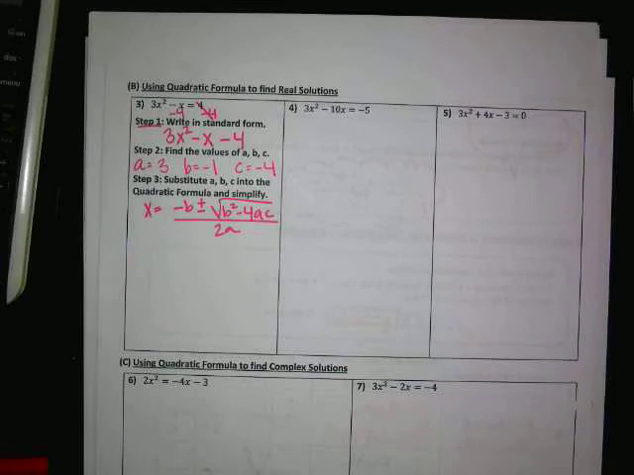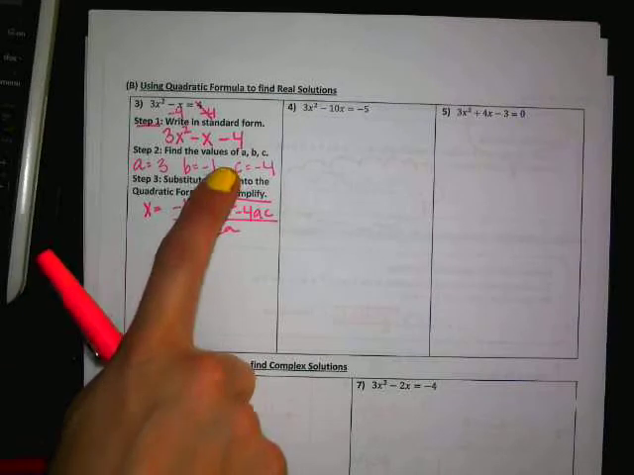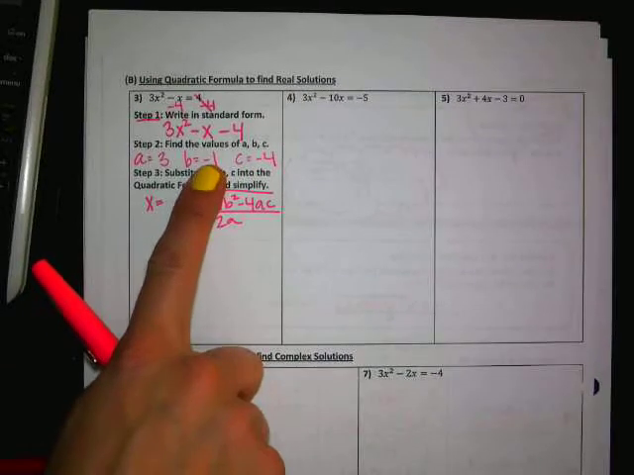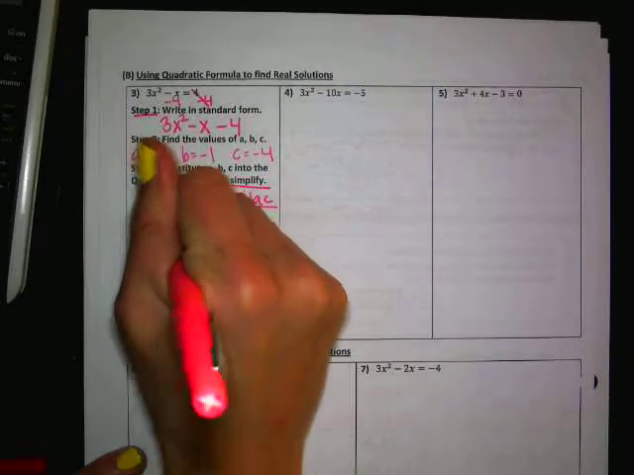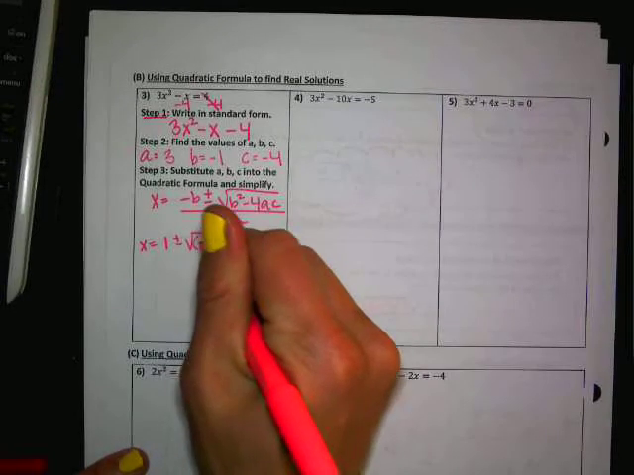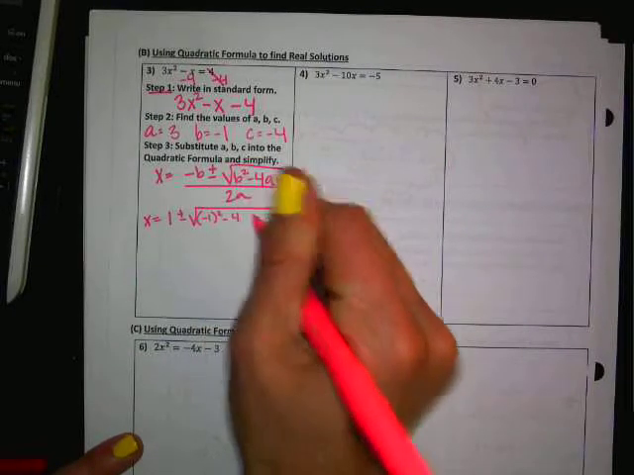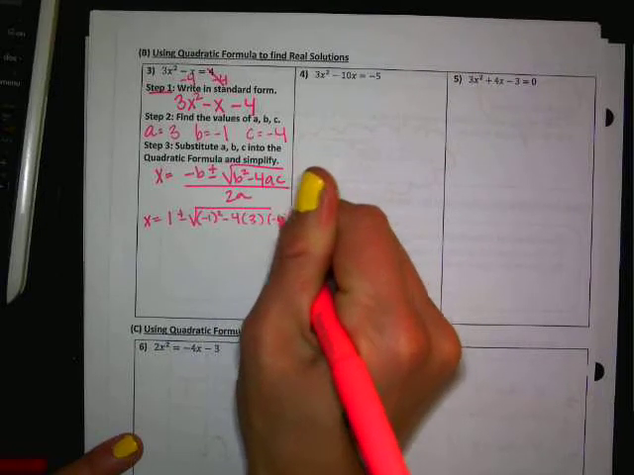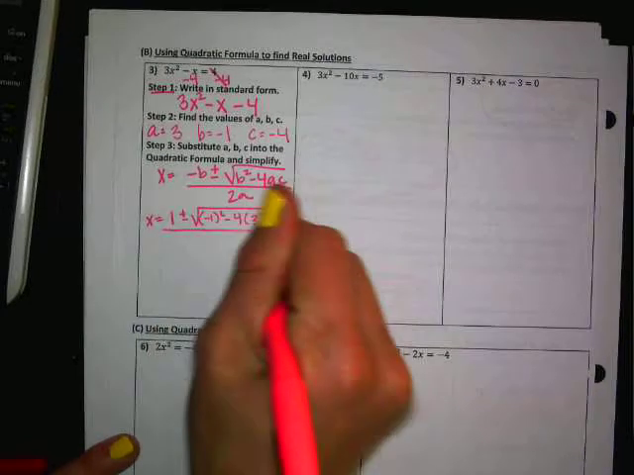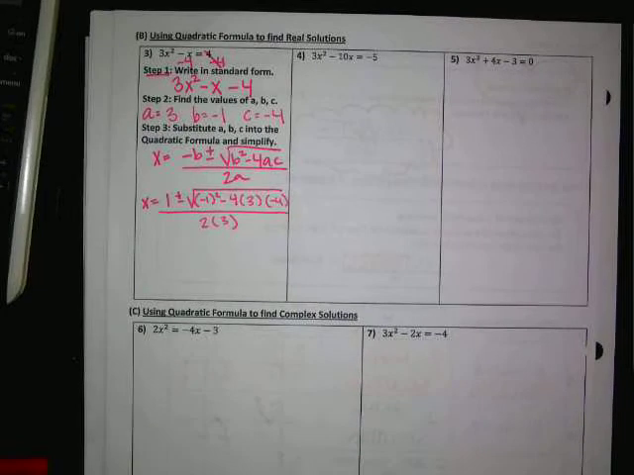So for the formula, I have negative b. What happens if the b is already negative though? Turns positive. So x equals positive 1 plus or minus the square root of negative 1 squared minus 4ac, so 3 and negative 4. And then don't forget, all over 2 times a. So I haven't done anything except fill in all the a, b, and c's.